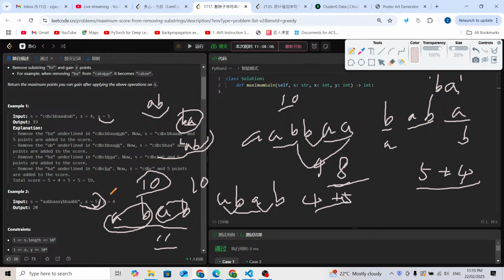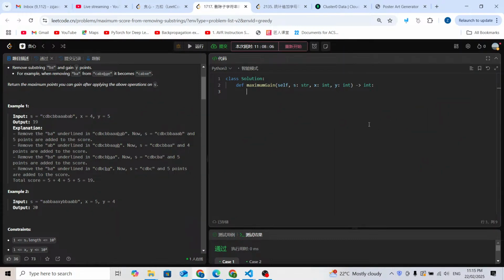We cannot remove AB and BA at the same time. We have to use two passes, and we have to use a stack, because inside the stack we can just store all the characters. For example, we put A inside the stack, and put A inside the stack, and then we find B and we pop A, and we consume this B. Then we find another B, we pop this A, and we consume this B. And we get the score.